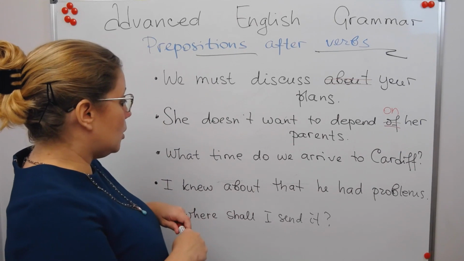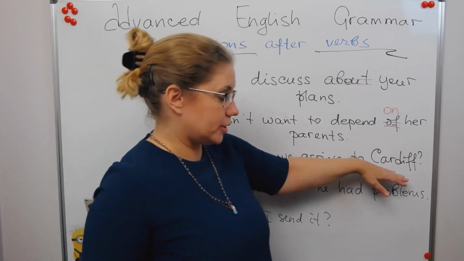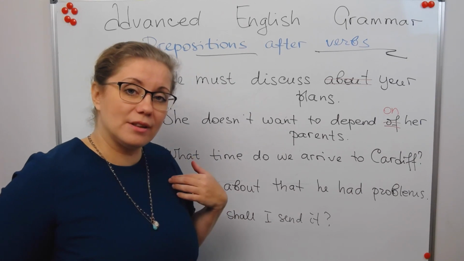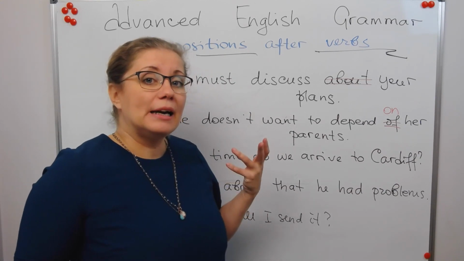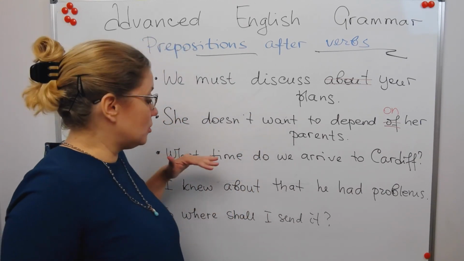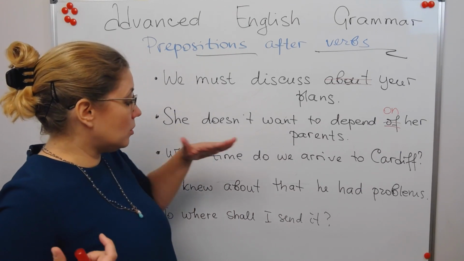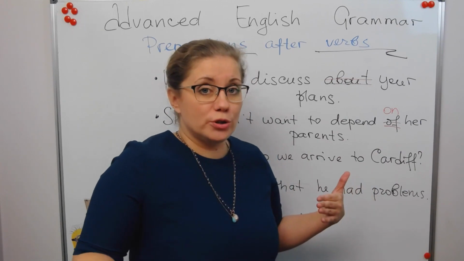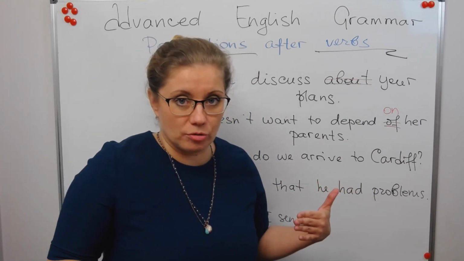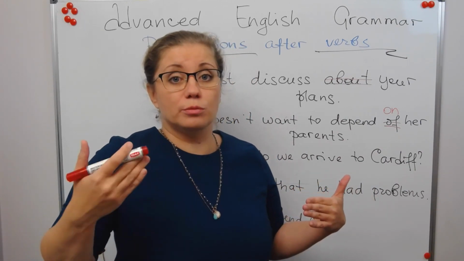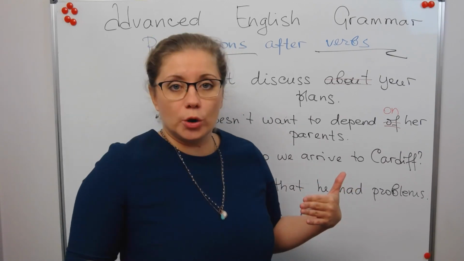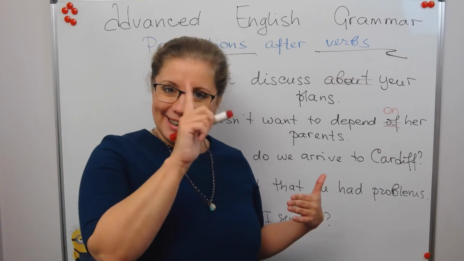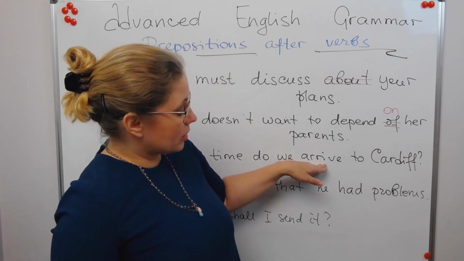The next one. What time do we arrive to Cardiff? Okay? What is wrong here? Take a sec, think about it. Well, everything seems normal, right? What time do we arrive to? So usually we use "to" as a preposition of direction after the verbs of movement. We say go to, come to, but arrive, not arrive to, okay? Yeah? This is the trick of it.